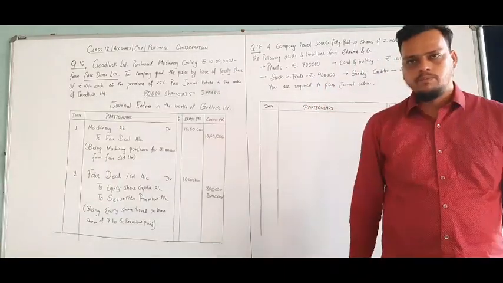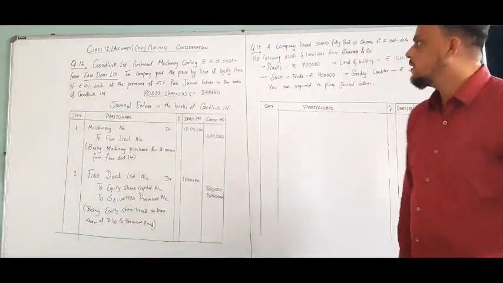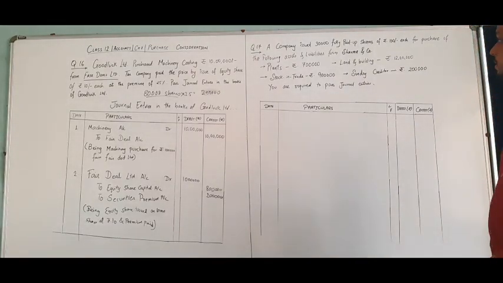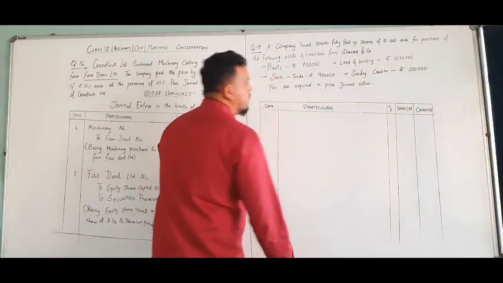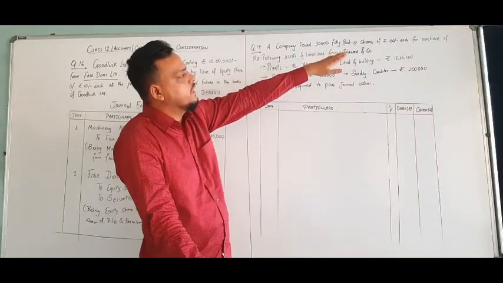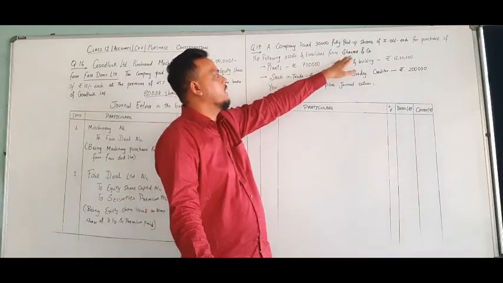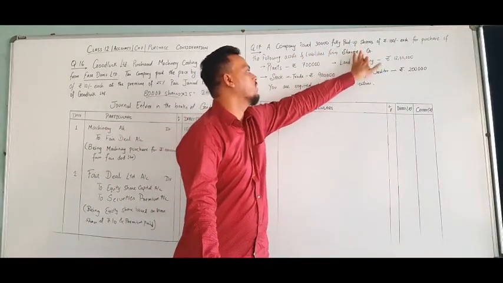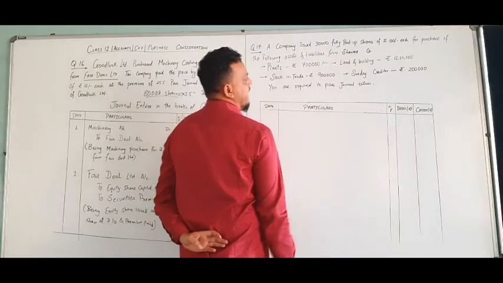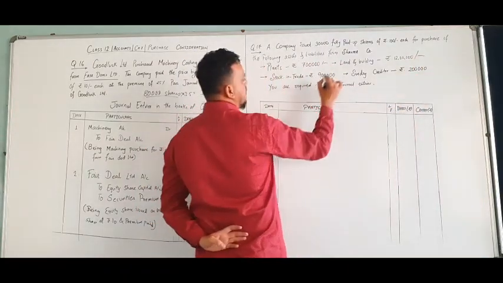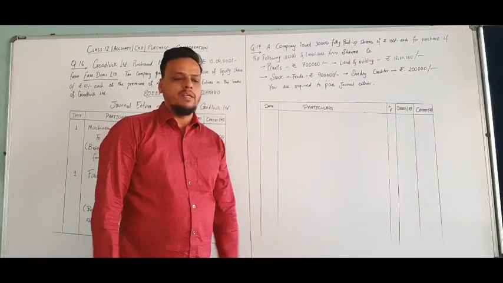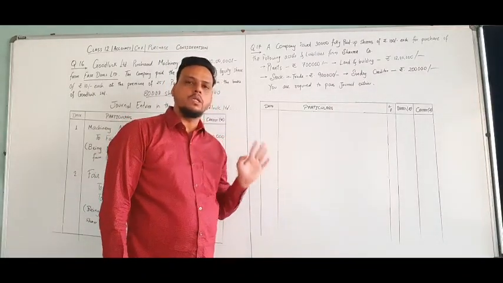Now we are going with the next question. The next question is related to a company who issued 30,000 fully paid up shares, but their stock has been different. So let's begin with the concept here. A company issued 30,000 fully paid up shares of rupees 10 each for purchase of the following assets and liabilities of Sharma Company, not N Company. It is Sharma Company. Here it has been mentioned plants of 7 lakh, then lands of 12 lakh, then stock in trade 9 lakh, and sundry creditors of 2 lakh. You are required to pass journal entries.